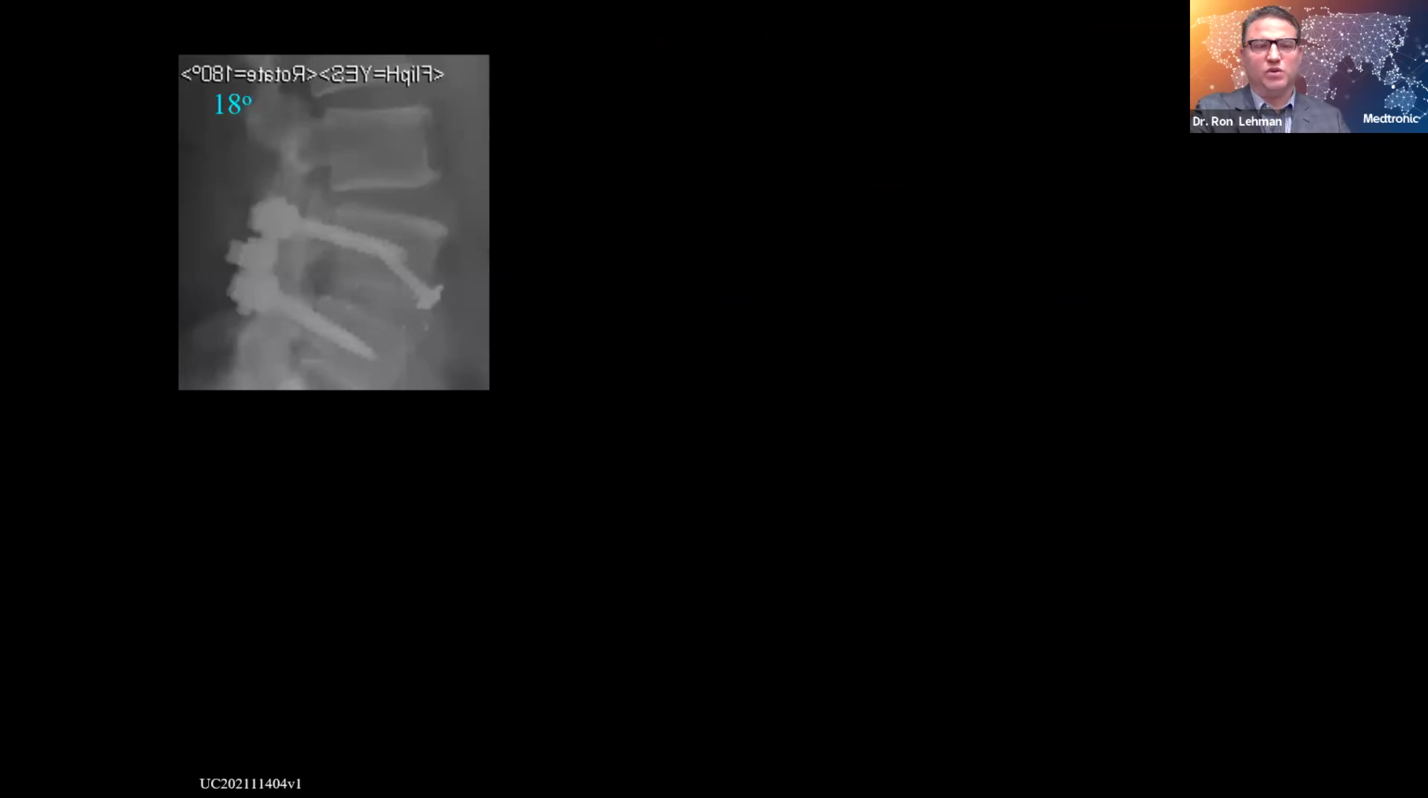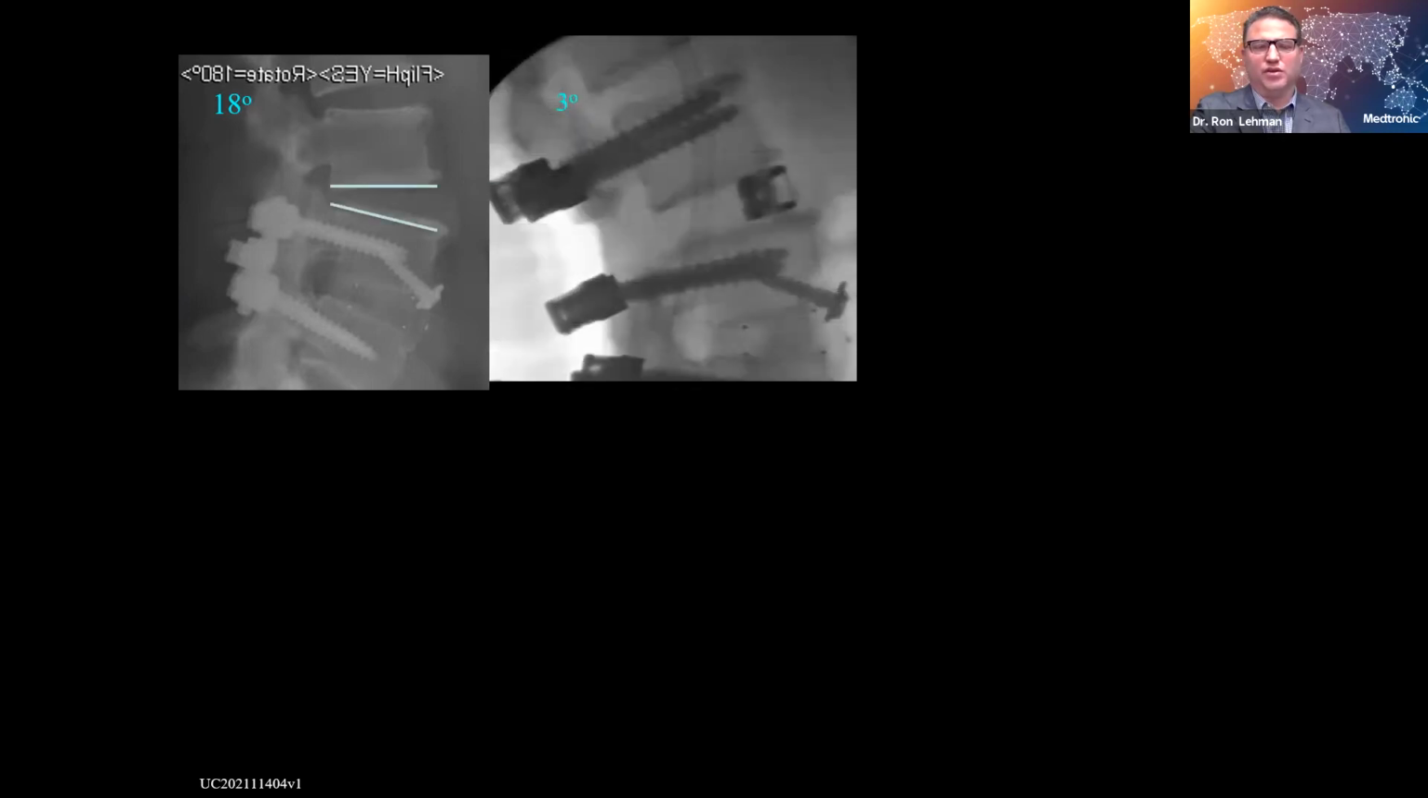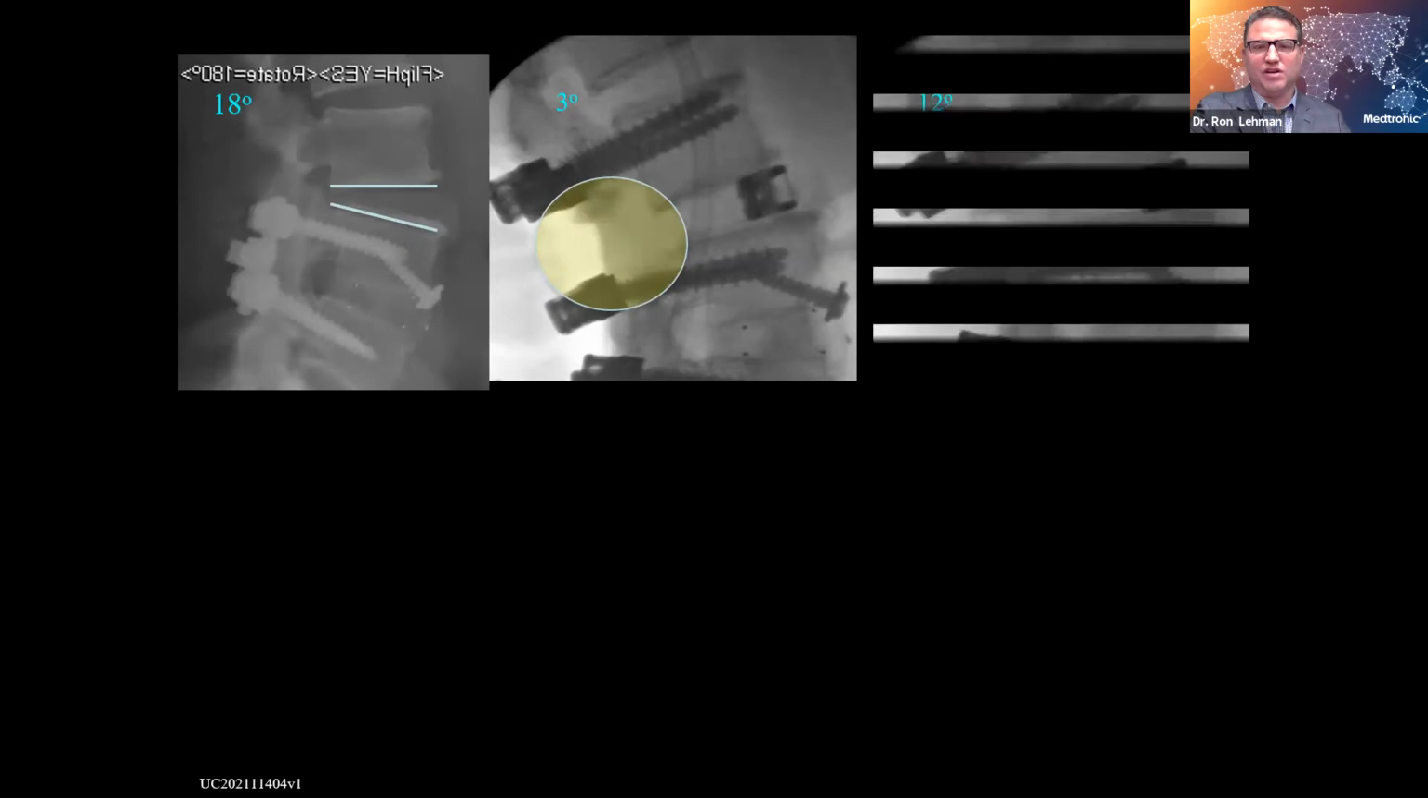And so here is when we start the case. This is, once again, prone on the table. So we're at 18 degrees at that 3-4 level. We then place our screws. We do our TLIF. You can see we performed a posterior column osteotomy, bilateral pars resections. We get our cage, which is a banana cage, all the way to the front. So we use that as a fulcrum and we sort of teeter off of that.